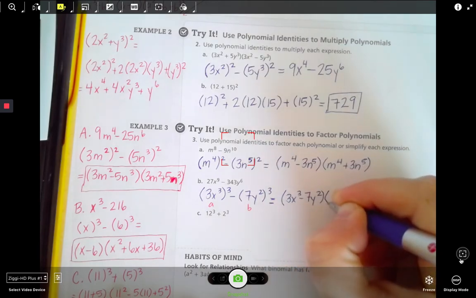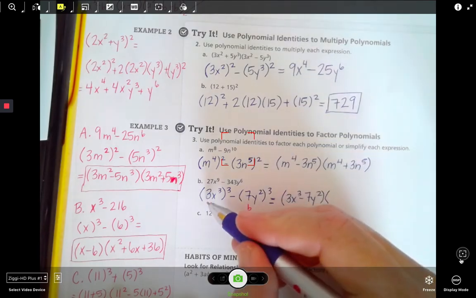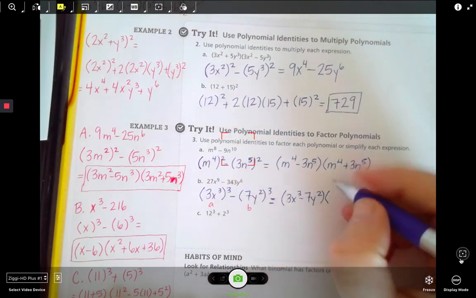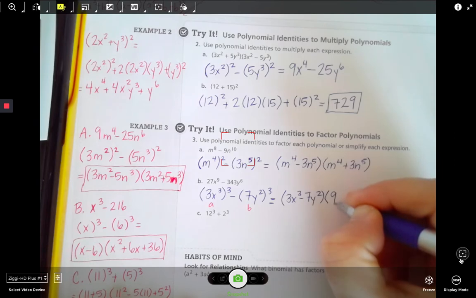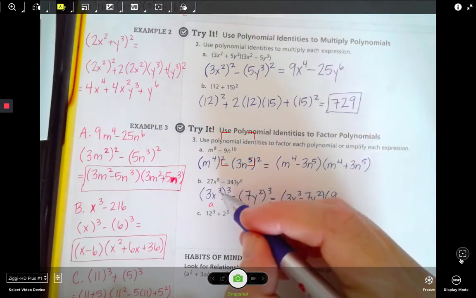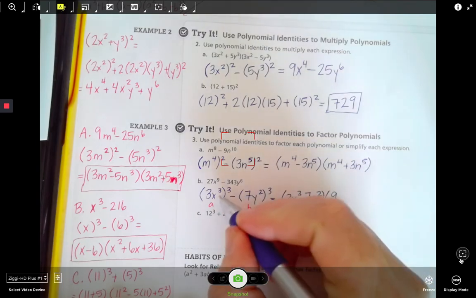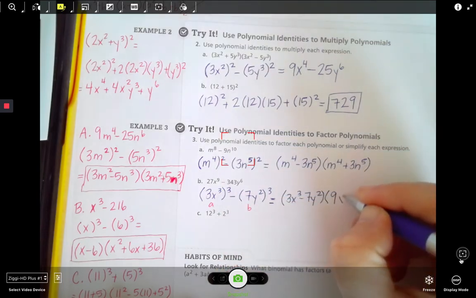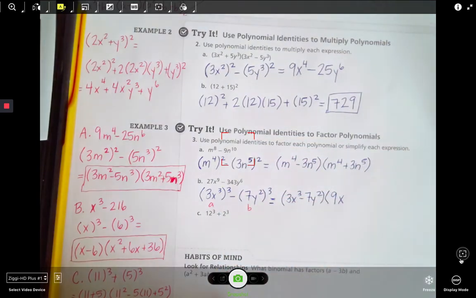times A squared. So what's 3 to the second power? I think somebody said it. 9. X cubed raised to the second power. So we got 2 powers. X cubed raised to the second power would be x to the 6th.